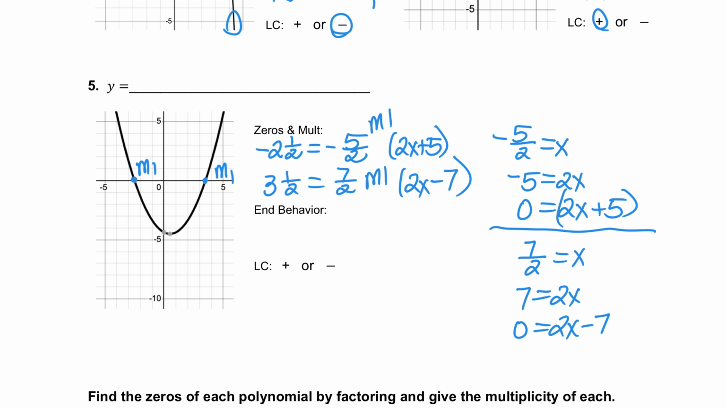Okay, look at the end behavior. It's up, up, so that's a positive leading coefficient. So I don't need a negative out front. So this one is just going to be 2x plus 5 and 2x minus 7. And I don't know if y'all remember from the beginning of the year when we wrote these in different forms of quadratic. This was intercept form.